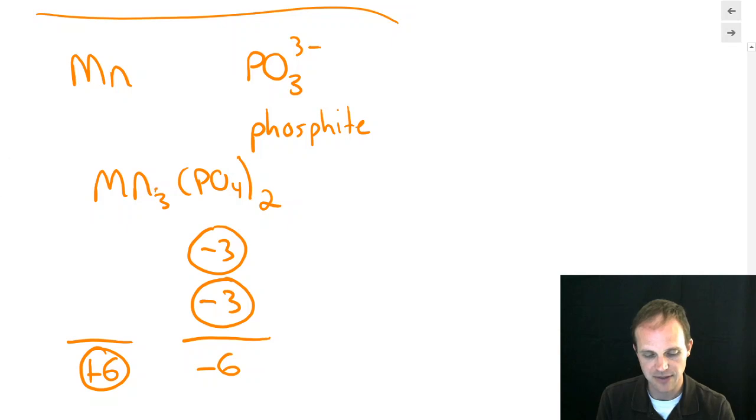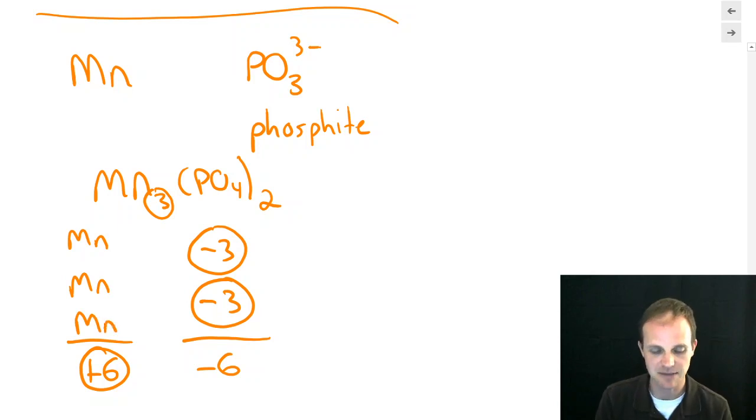Well, I've got 3 manganese here, right? Mn, Mn, Mn. How am I going to get 3 things to add up to +6? Well, I just take 6 divided by 3, and I get that each one of those is 2+.